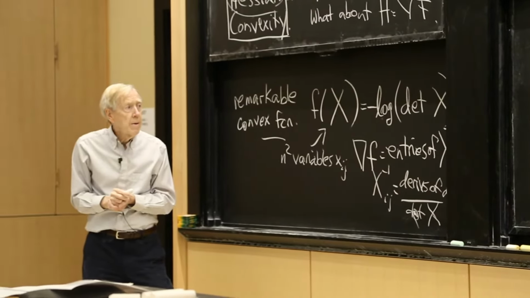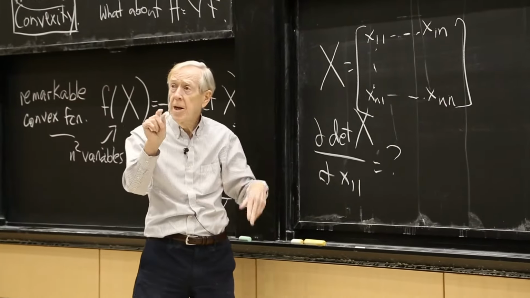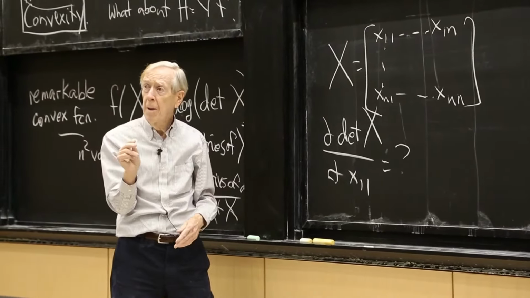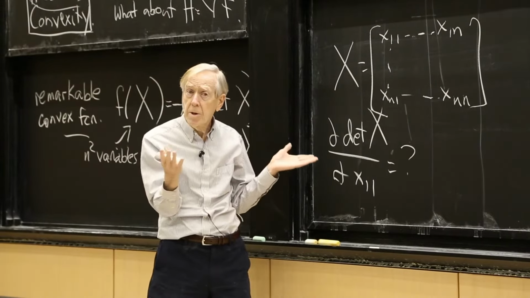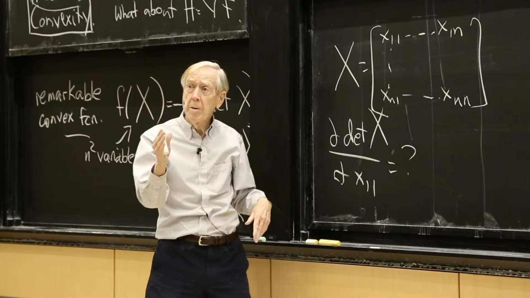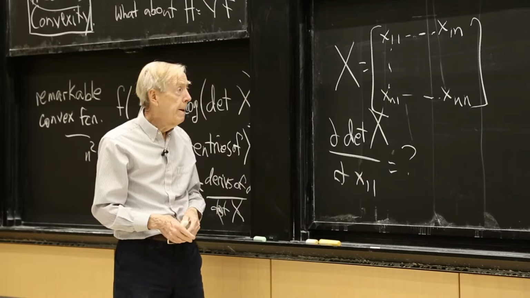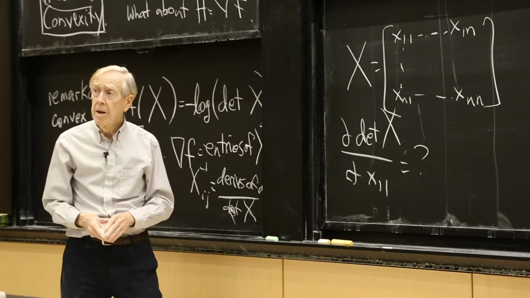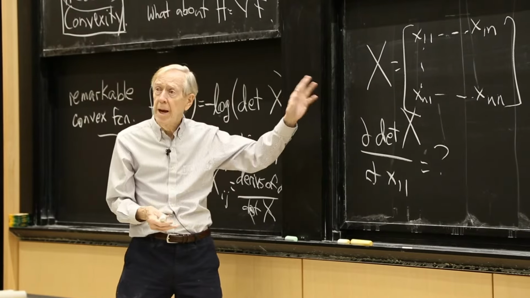How could I figure out? If I change, so what's this asking me to do? It's asking me to change x11 by delta x and see what's the change in the determinant, right? That's what derivatives are. Change x11 a little bit, how much did the determinant change? And what has the determinant of the whole matrix got to do with x11?